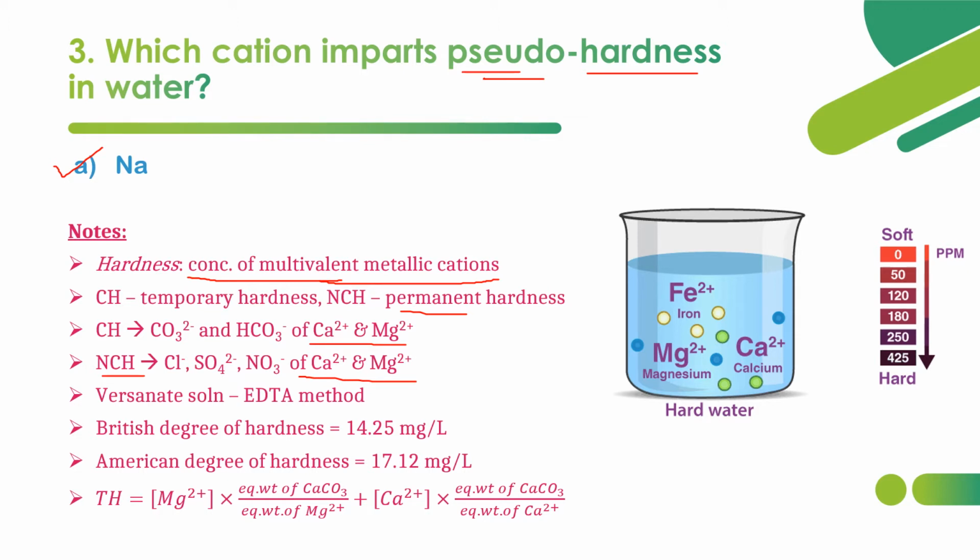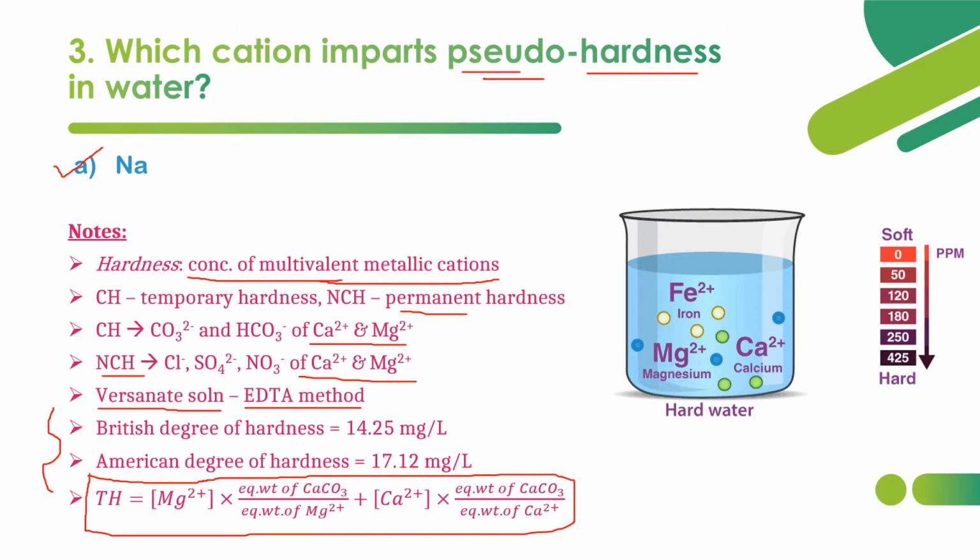And how is it calculated? By using Versenate solution and the EDTA method. These are some important points regarding hardness. British degree of hardness is equal to 14.25 milligram per liter. American degree of hardness is equal to 17.12 milligram per liter. Total hardness is calculated by using this formula.